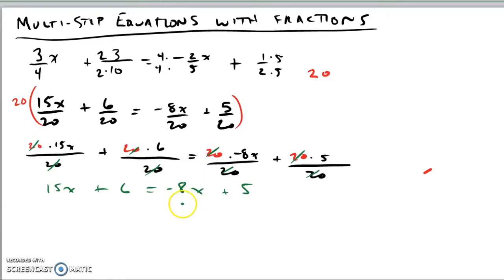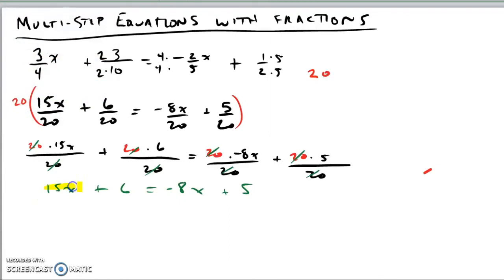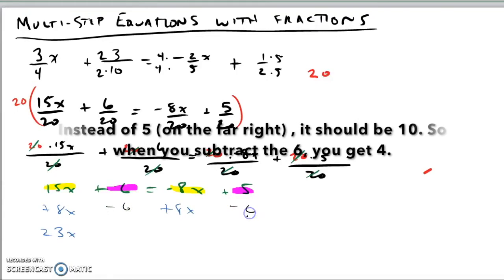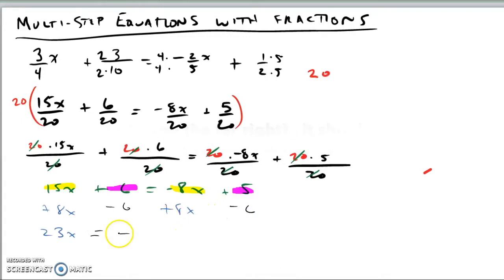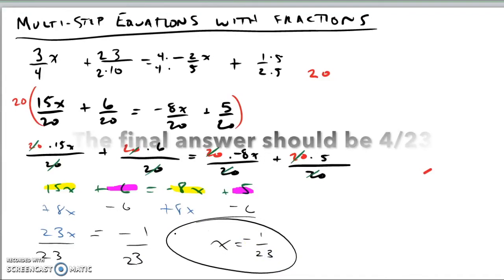Now the rest is pretty easy, just what you've been seeing. We're going to add the 8x to both sides. We get our x's to one side, we get our numbers to the other side, and then we simplify and solve. So we're going to add 8x to both sides, and we get 23x, and then we're going to subtract the 6 from both sides, is equal to negative 1. We're going to divide 23 on both sides, and we find out that x is equal to negative 1 over 23, and that's the answer. It's just a fraction. Just leave it as a fraction.